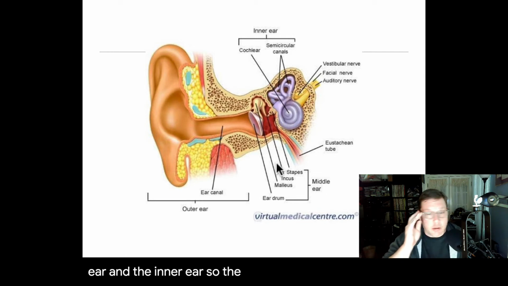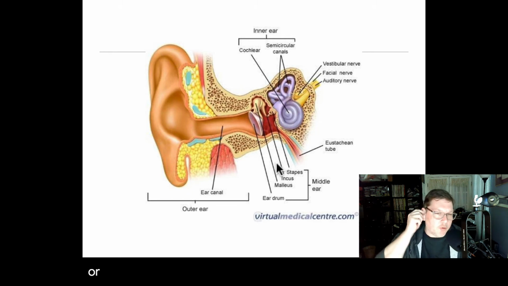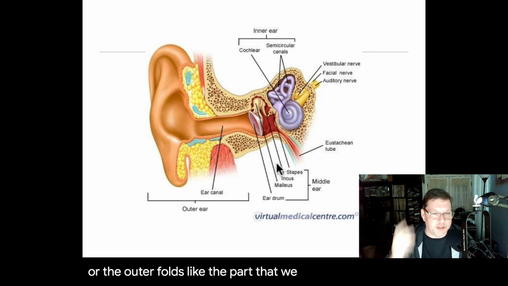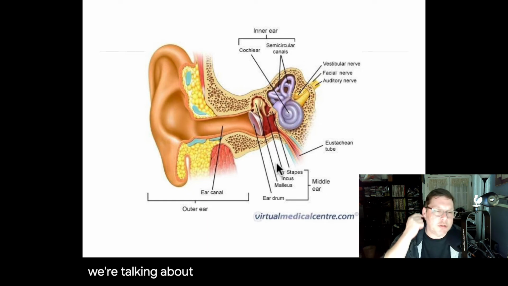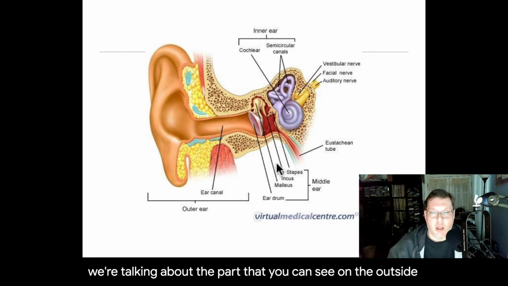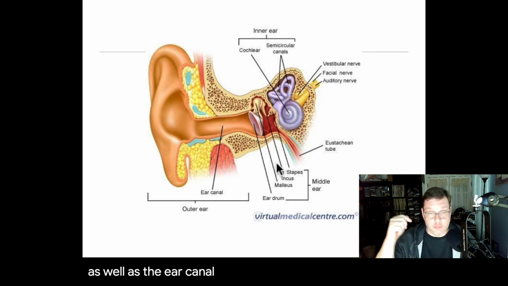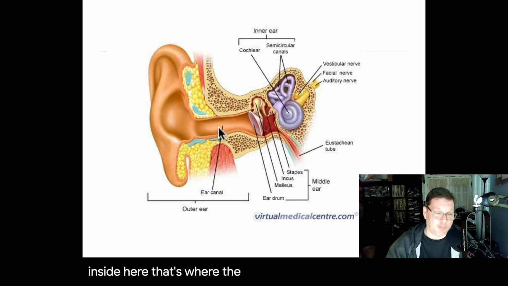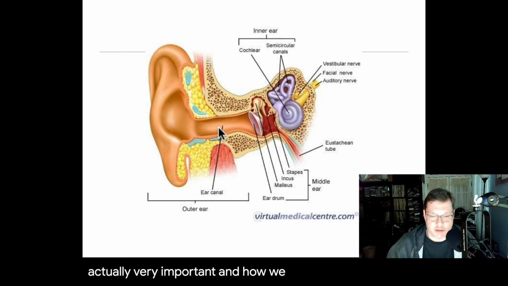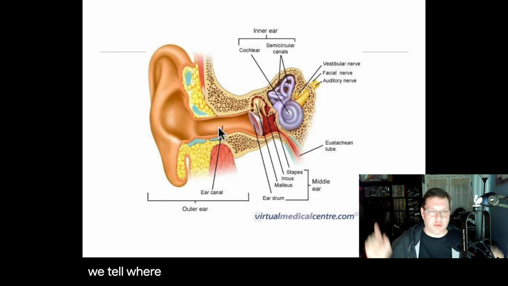So the outer ear consists of the pinnae, or the outer folds, like the part that when we say, wow, they have a big ear or they have small ears, that's the part we're talking about, the part that you can see on the outside, as well as the ear canal, which is the part that gets us to the inside here. That's where the wax builds up. The outer ear is actually very important in how we spatialize sound, how we tell where sounds are around us.